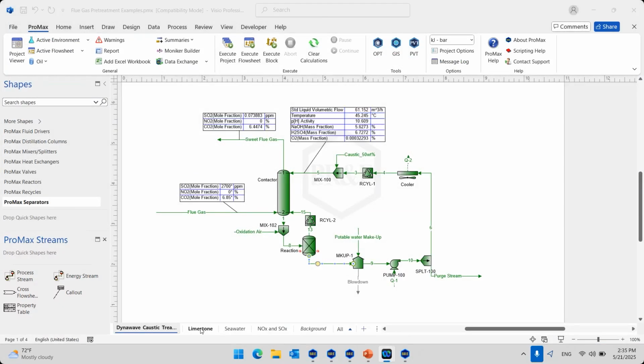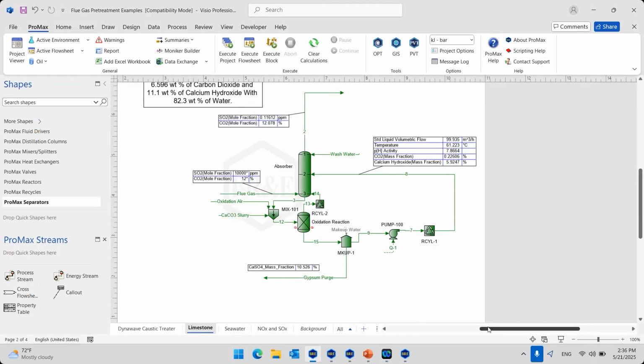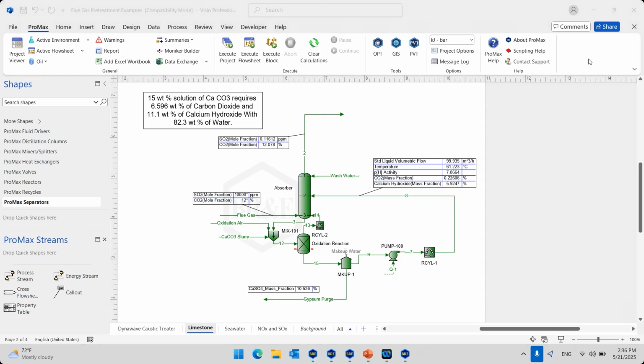The next example I have here is an example of using not caustic right now, but using limestone. If you guys don't know, limestone is basically CaCO3. And in many instances, limestone slurry is used to remove SO2 from the flue gas. Now, whenever you want to model a salt, and you know that the salt is actually being dissolved in the water into ions, you have to add the salt in your simulation as a combination of the acid and base.